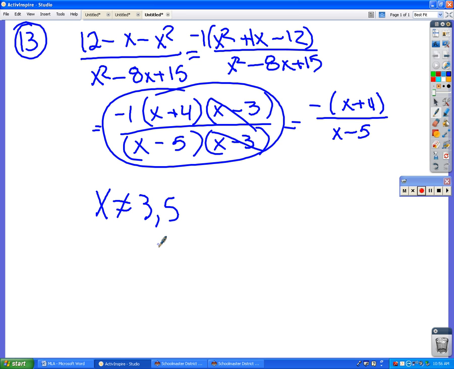Because if I plug in 3 right here for x, 3 minus 3 is 0. If I plug in 3 for x here, 3 minus 5 is -2, right? 0 times -2 is 0, and I can't have 0 on the bottom. I can't divide by 0. Okay? And the same thing is true with the 5, but opposite.